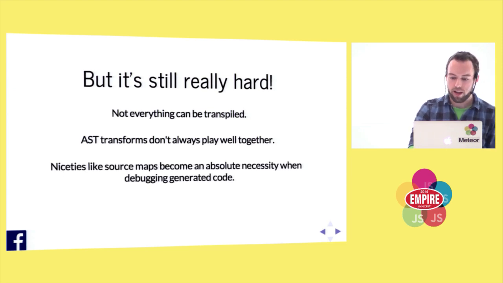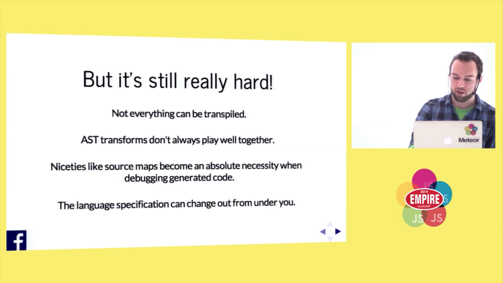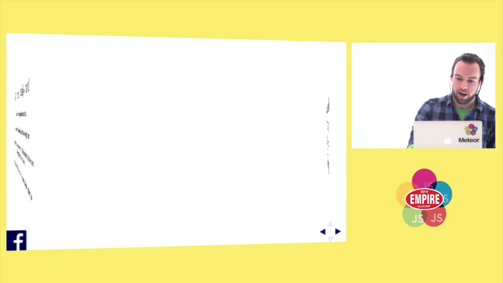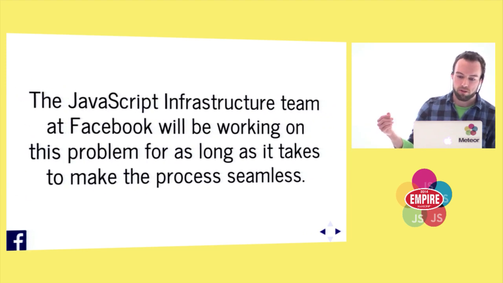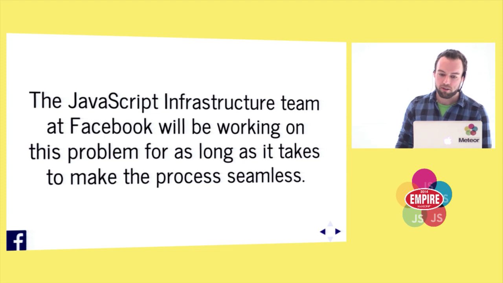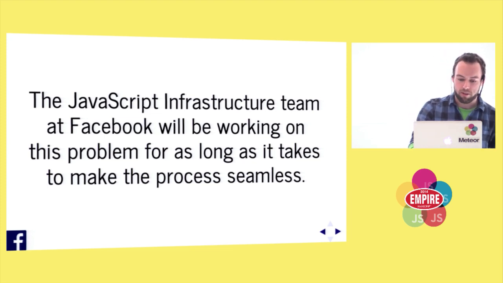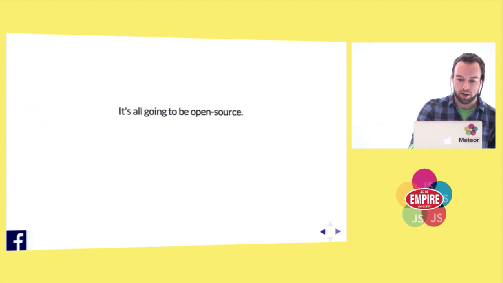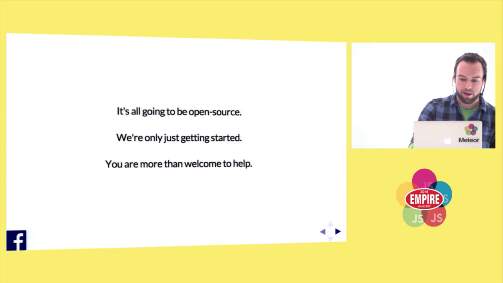Niceties like source maps are just absolutely necessary when you're debugging this generated code, because it can get pretty far away from the source code, even if you're using something like Recast that tries to preserve original formatting. And the language specification can totally just change out from under you if you make the wrong bet on which direction it's heading in. So with those caveats, I will say that the JavaScript infrastructure team at Facebook is going to be working on this problem for as long as it takes to make the process of transpiling the future into the present as seamless as possible. It's all going to be open source, and you can help, because we're only just getting started.